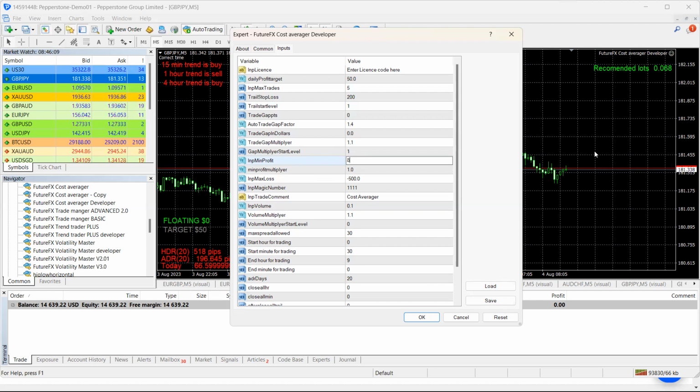So one will only end up being either break even or small profit or loss, and the other one will be in the profit. If there are 3 trades open, then the net profit of those 3 trades needs to be $8 for them to close out.